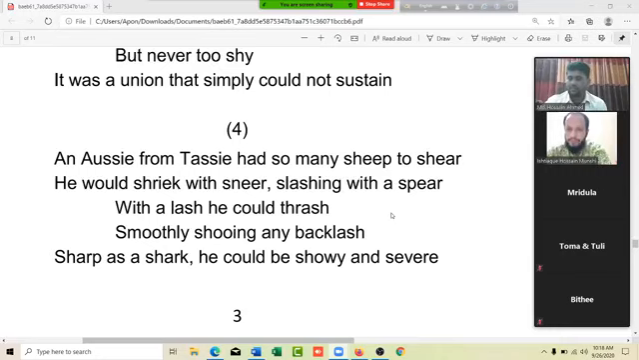The poem number 4. An Aussie from Chazzy had so many sheep to shear. He would shriek with snare, slashing with a spear. With a lash he could thrash, smoothly showing any backlash. Sharp as a shark, he could be so showy and severe. Sir, mistake, sir.